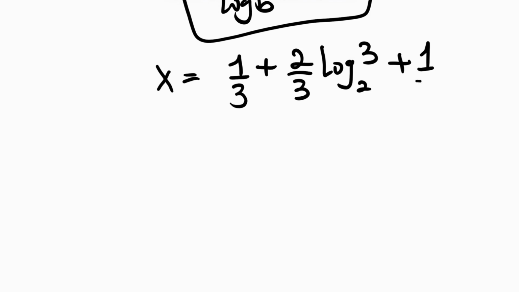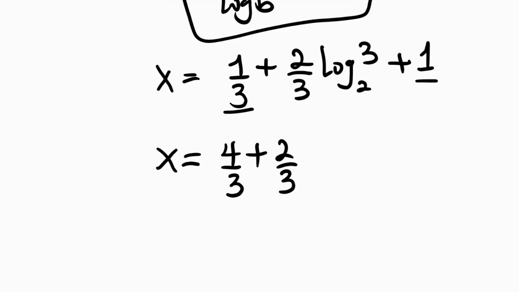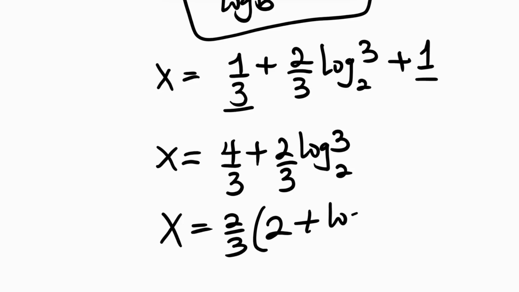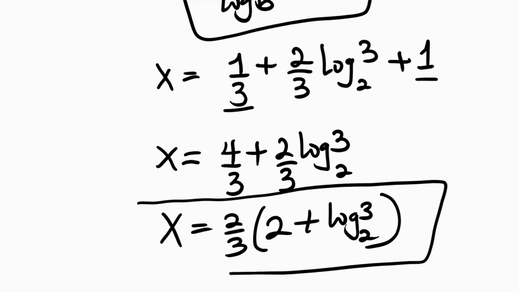So let's see if we can add up anything. We have 1 over 3 and 1. So 1 plus 1 over 3 will give us 4 over 3 plus 2 over 3 log 3 base 2. So the next thing we can do is factor out 2 over 3. So this becomes x equals 2 over 3 into 2 plus log 3 base 2. So now this is our final answer.